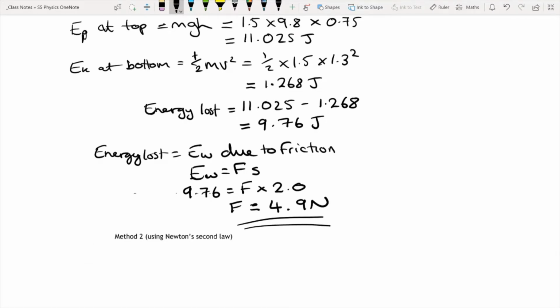If it's all within one question, just round at the end. If it was like part A, find the potential energy at the top, then you'd round the potential energy, but because it's all in one, you just round at the end. So that's relatively straightforward stuff that you've seen before a number of times.